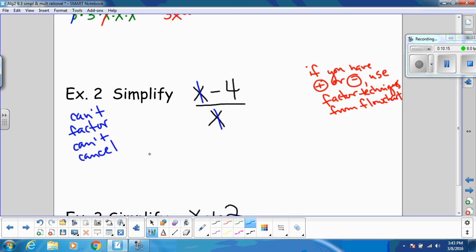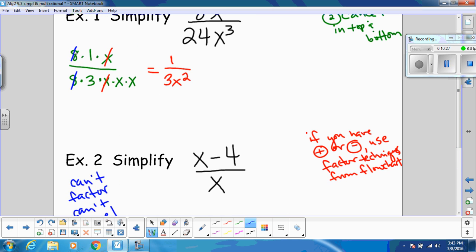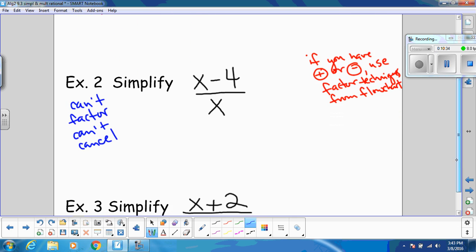Well, we can't do that, because canceling in top and bottom means that I have to cancel things that are multiplied. All the canceling that we've done so far, and I'll scroll back up so you can see, all of these things that we are canceling were all multiplied in between, right? So I can only cancel things that are multiplied. This x is joined with the 4 by subtraction, so I can't break that up.